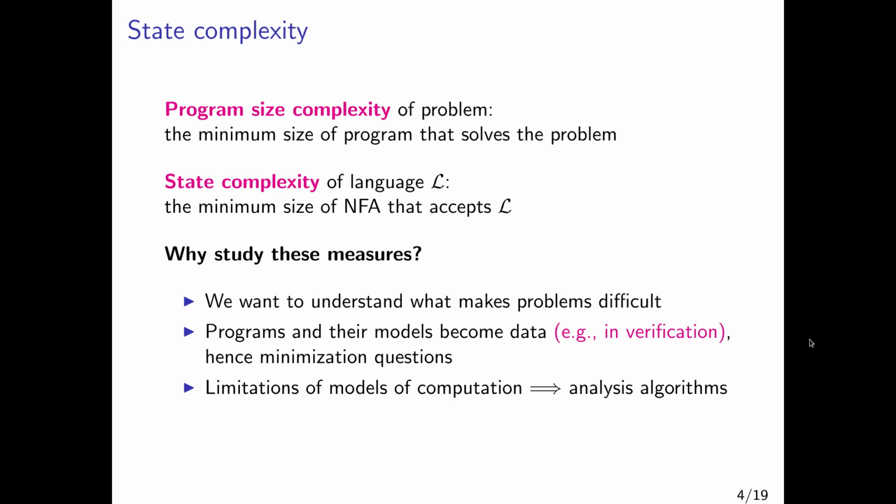The other two motivations are that these days, especially in verification, as we give programs and their models to other tools, SMT solvers, model checkers, whatnot, the smaller the programs are, the faster the tools in principle can work, hence minimization questions. So finally, if you prove lower bounds on state complexity or program size complexity, you uncover limitations of models of computation. And limitations can then be transferred into analysis algorithms. So in this talk, my motivation is primarily item 1 in this list.